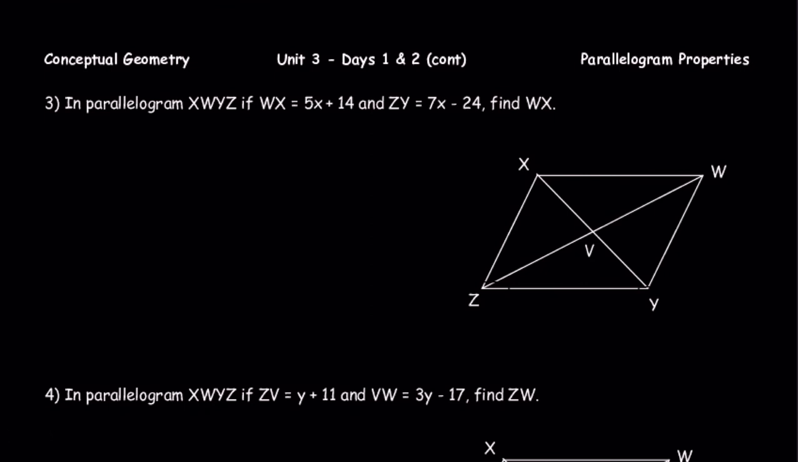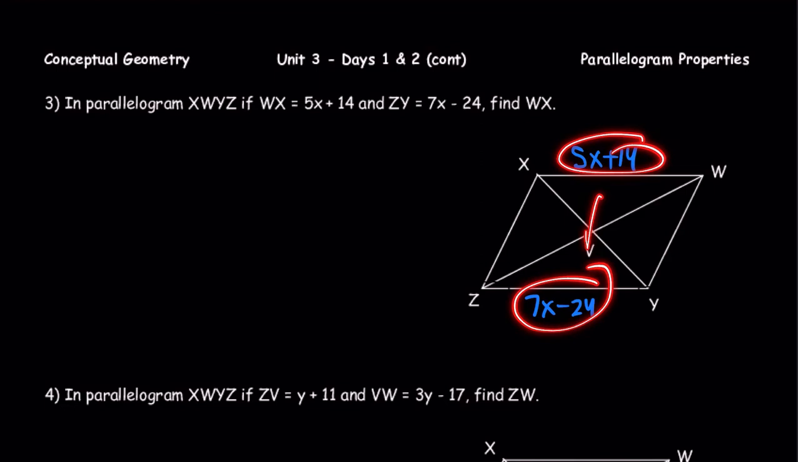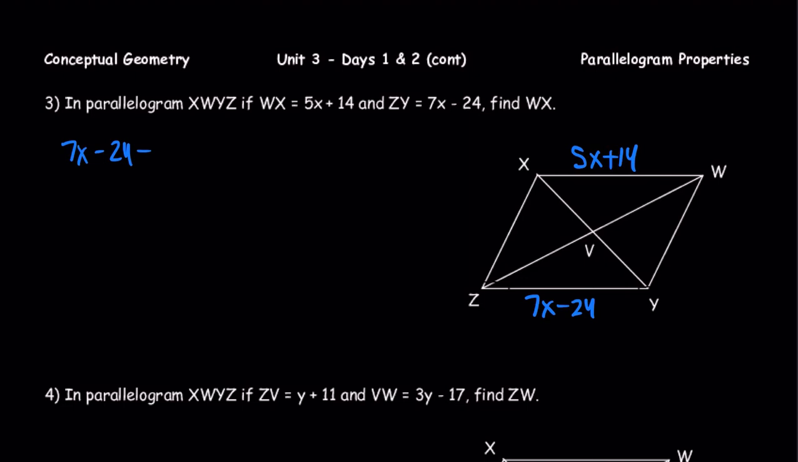Example 3. It says, in parallelogram WXYZ, if WX, all right, so where's WX? Right here, is 5x plus 14, and ZY is 7x minus 24, find WX. All right, well, it's a pretty simple observation. These are opposite sides. It's a parallelogram, so these two are going to be equal. Let's just set that up quickly. 7x minus 24 equals 5x plus 14.